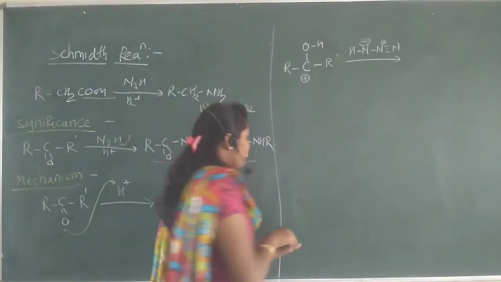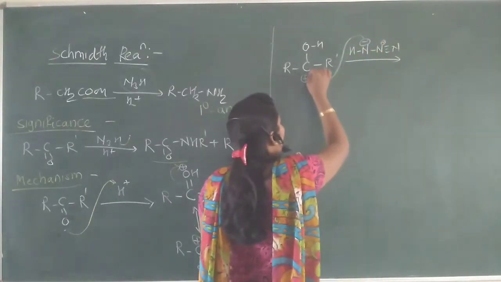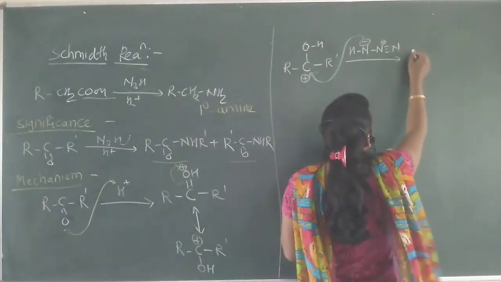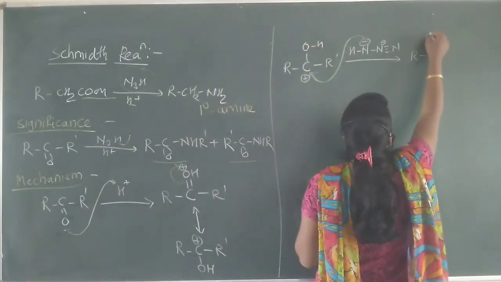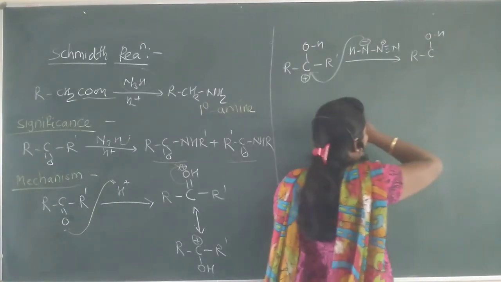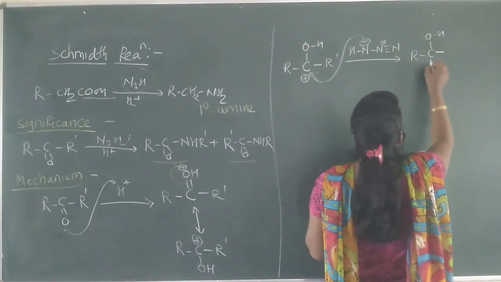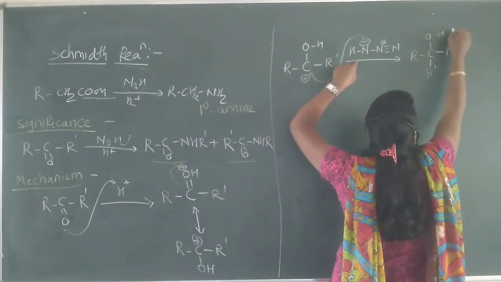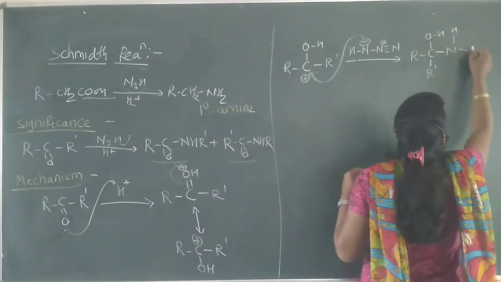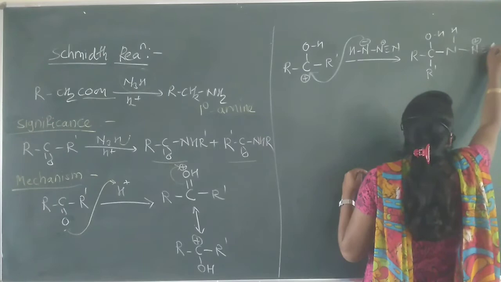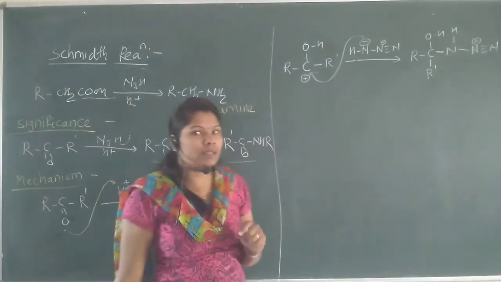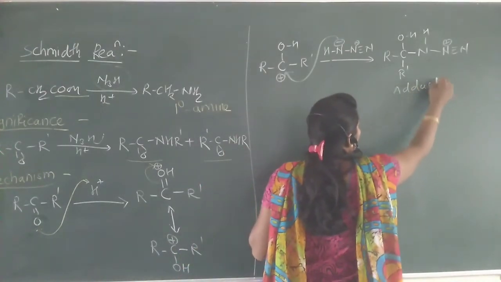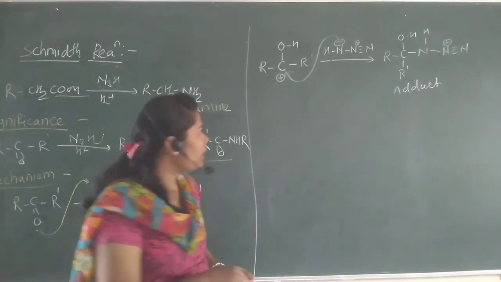Then this negatively charged nitrogen attaches to this carbon. Then what will be the product? That is R-C-OH, then here this is the other R, and here this NH which is attached to N+ triple bond N. This is the product, which you call the adduct. Then what happened here?